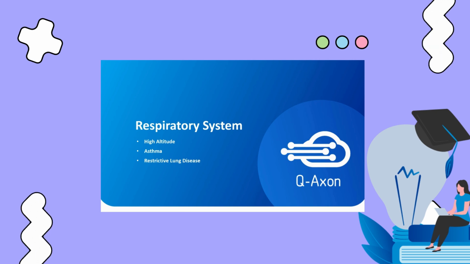In this video, we will see some very important cases regarding the respiratory system. Respiratory system diseases are broadly classified into obstructive lung diseases and restrictive lung diseases. Hence, we will see one example of obstructive lung disease, that is asthma, and another example of restrictive lung disease. Plus, we will also see how hypoxemia occurs in high altitude sickness.